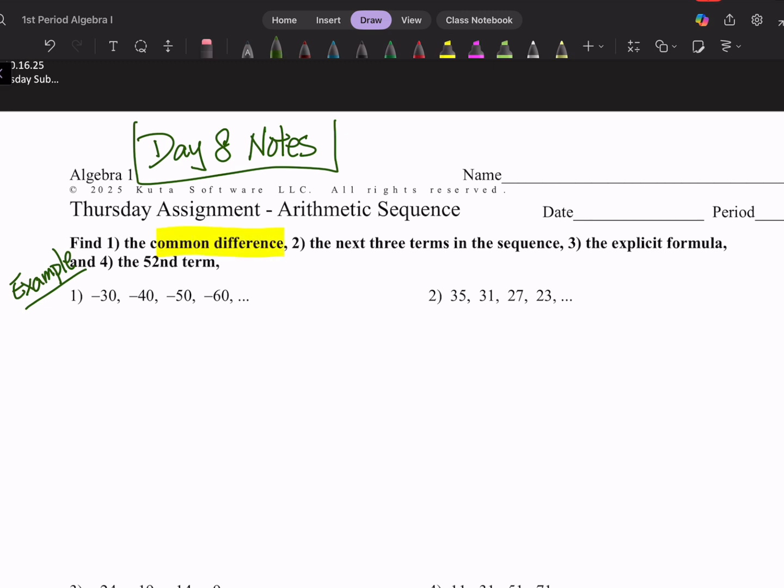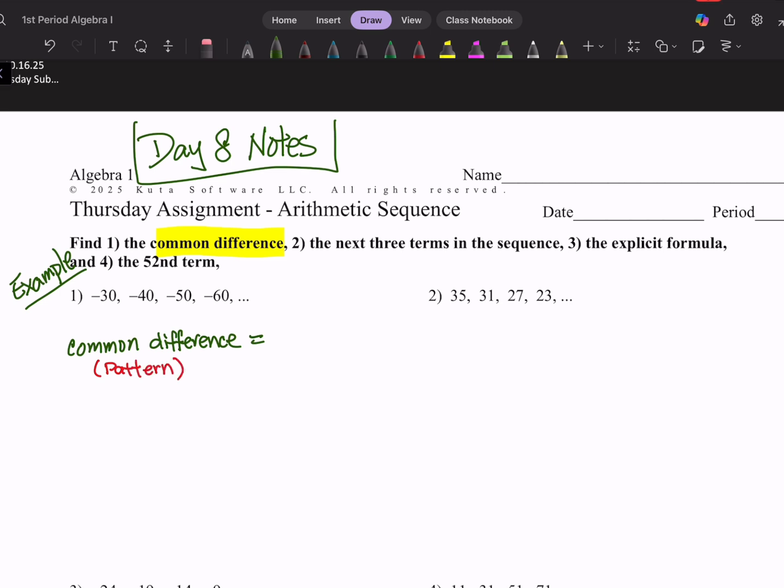So I'm actually going to label them. So I need you to find the common difference. Remember that the common difference is the same thing as the pattern. What's the pattern that the number is going in?